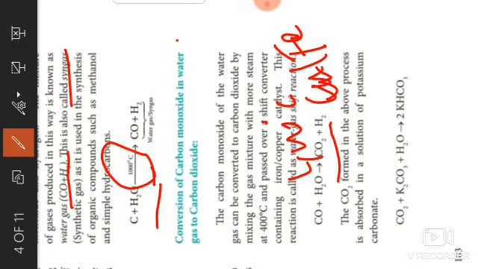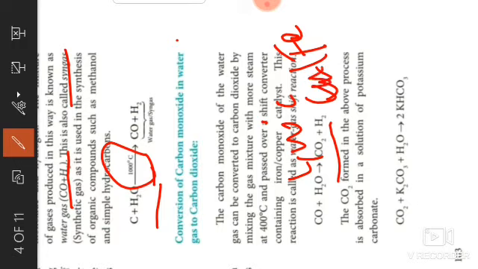Next we are going to see the conversion of carbon monoxide in water gas to carbon dioxide. What is water gas? CO plus H2. The CO and H2 are converted into CO2 and H2. That is called the water gas shift reaction, in the presence of iron and copper catalyst at 400 degrees Celsius.